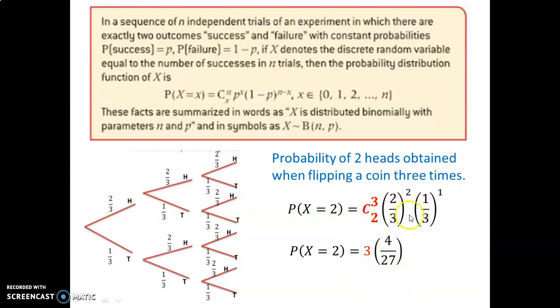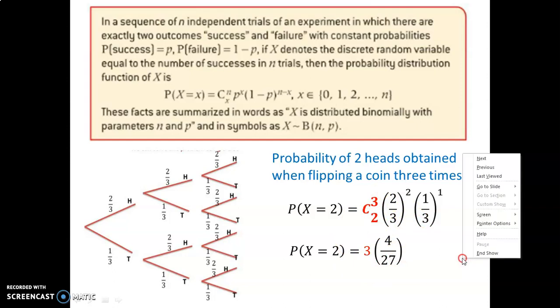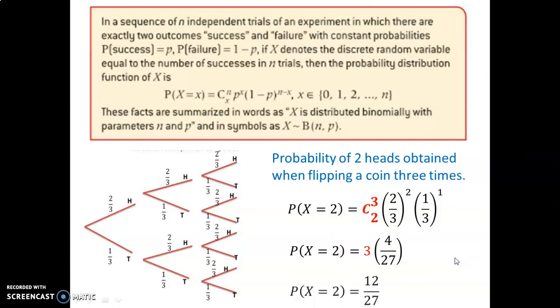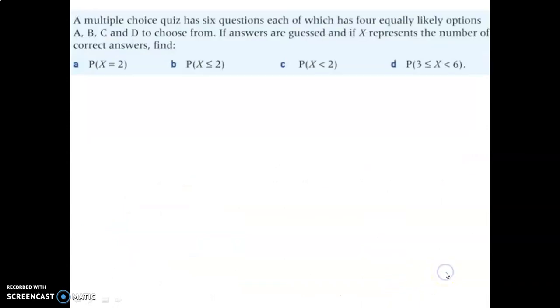Really important to understand how that works, so pause now, make sure you get the details of that. That answer, by the way, is 12/27. Okay, let's continue here. So these are also in your notes. We're going to do these 2 questions in class. We're going to look at these 2 right now.